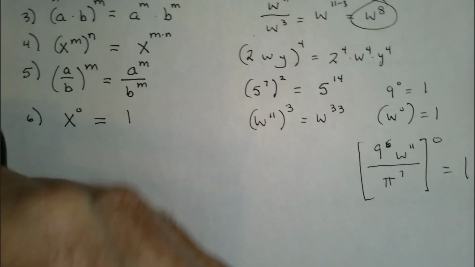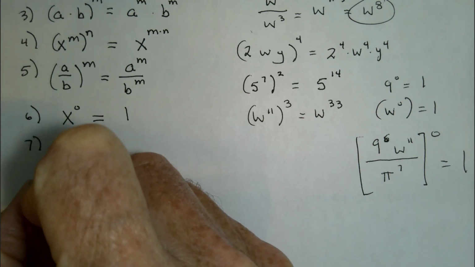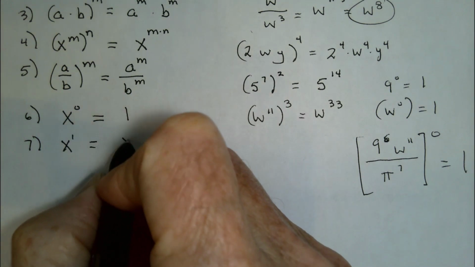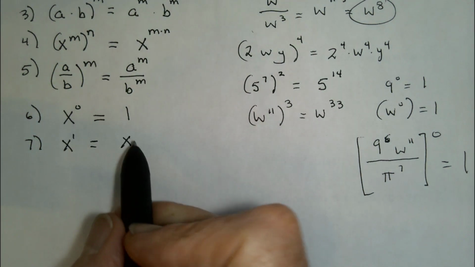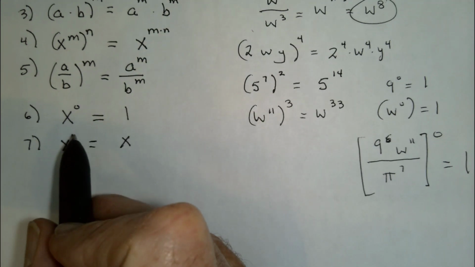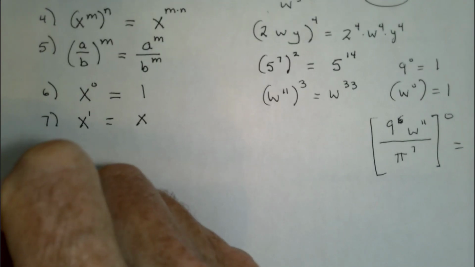Basic one, number 7, also a basic one, and that is X to the 1 power. Well, X to the 1 power equals X. So if you just have a variable, it's understood that there's a 1 power on it, because anything to the 1 power is itself.